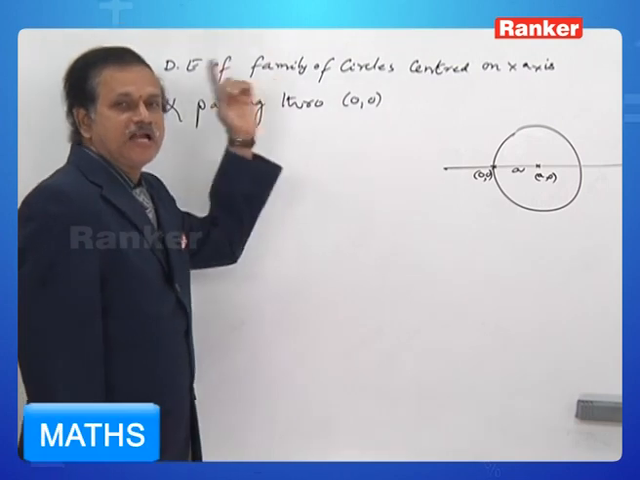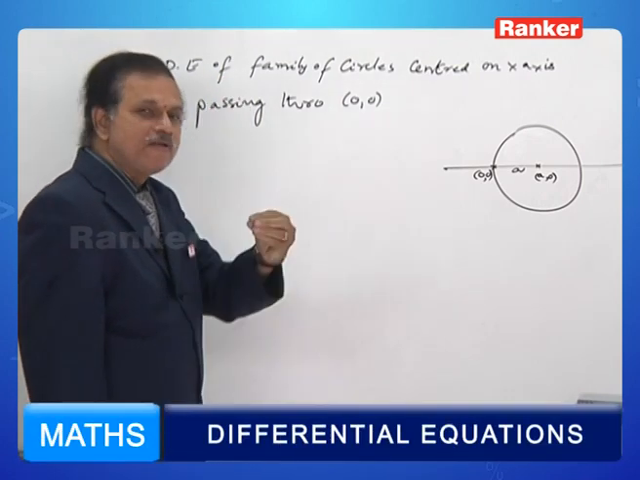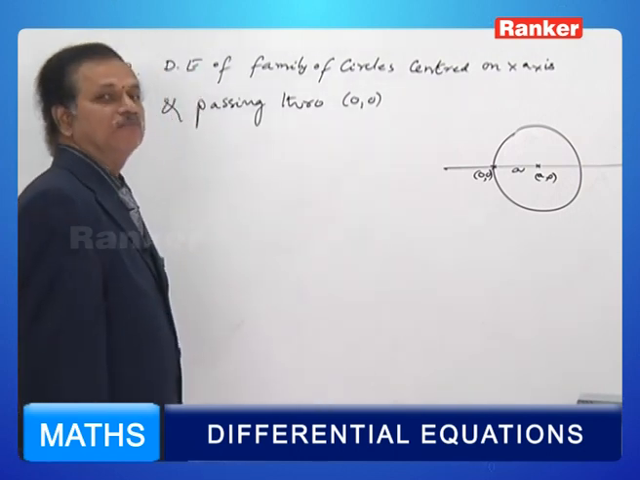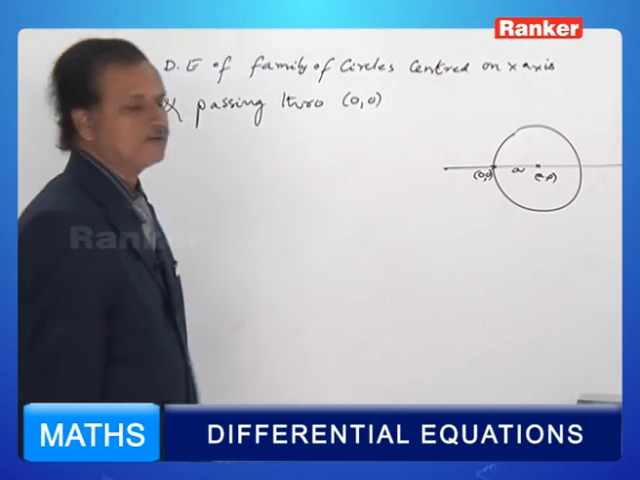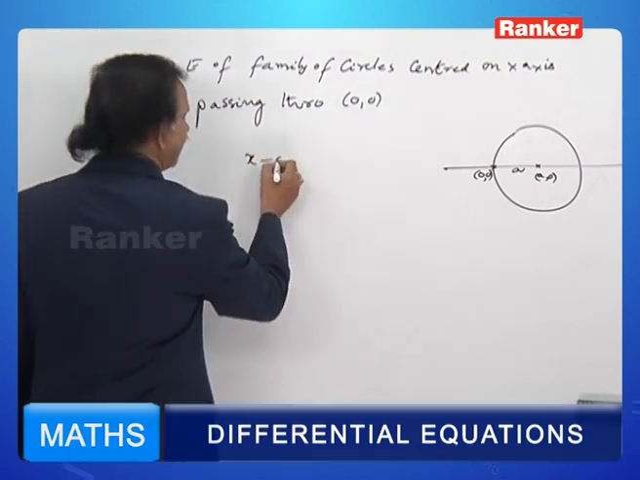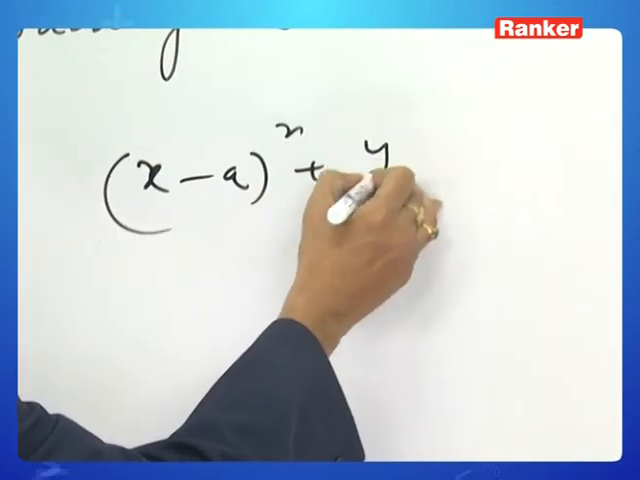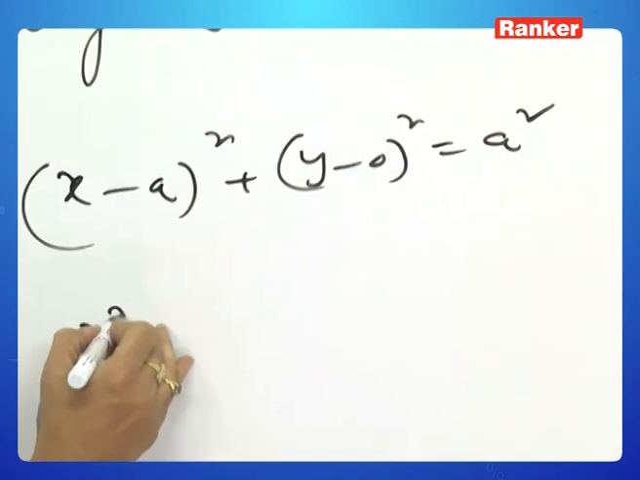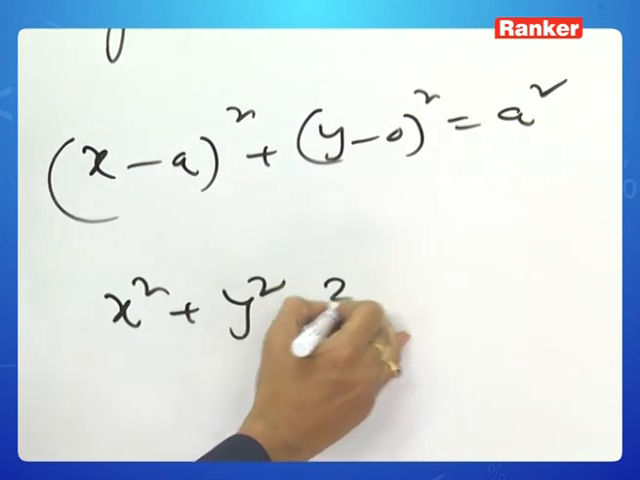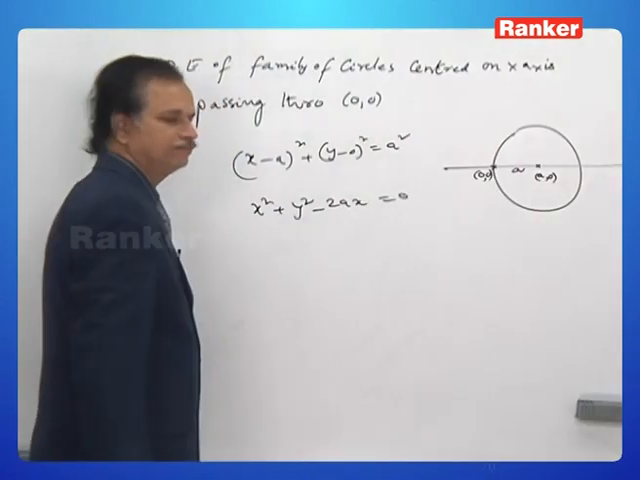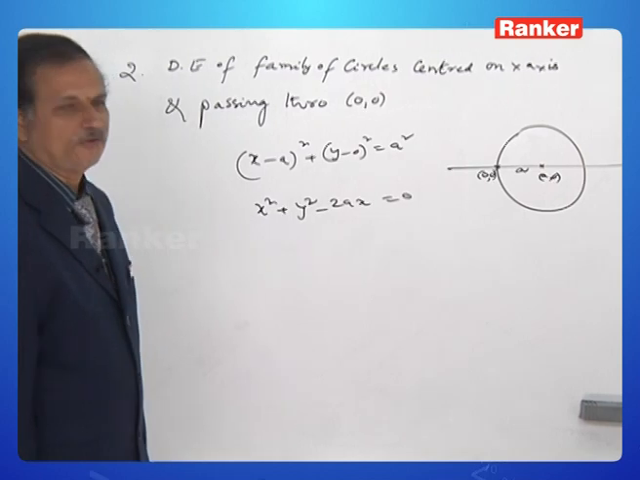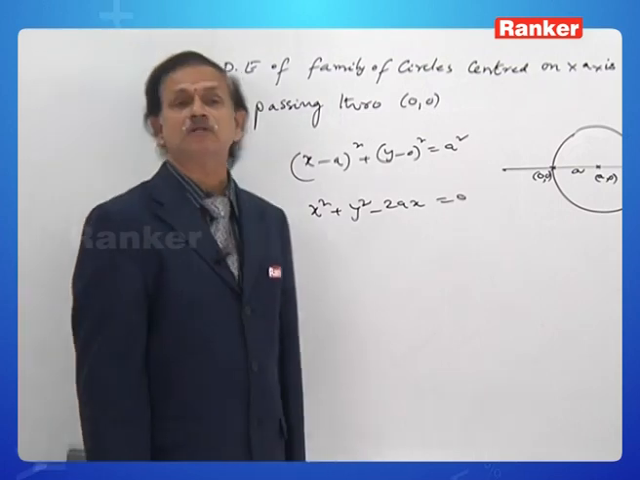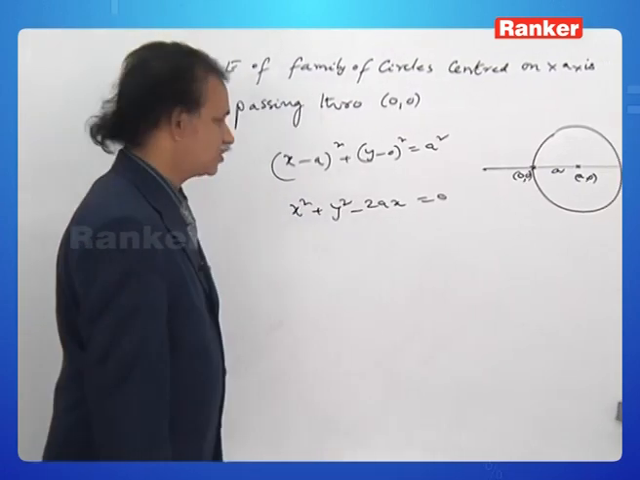So, by understanding the sentence given in the question, you can view the system and immediately you will be able to have the equation of the system. What is the system of circles here? (x minus a) whole square plus (y minus 0) whole square is equal to a square. Hence it is x square plus y square minus 2ax is equal to 0. This is the equation of the system, not the differential equation. So, you find the differential equation. How can you get it?